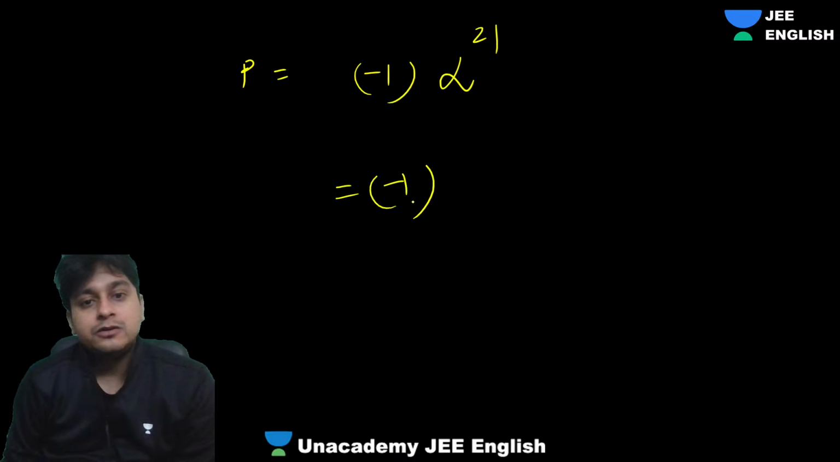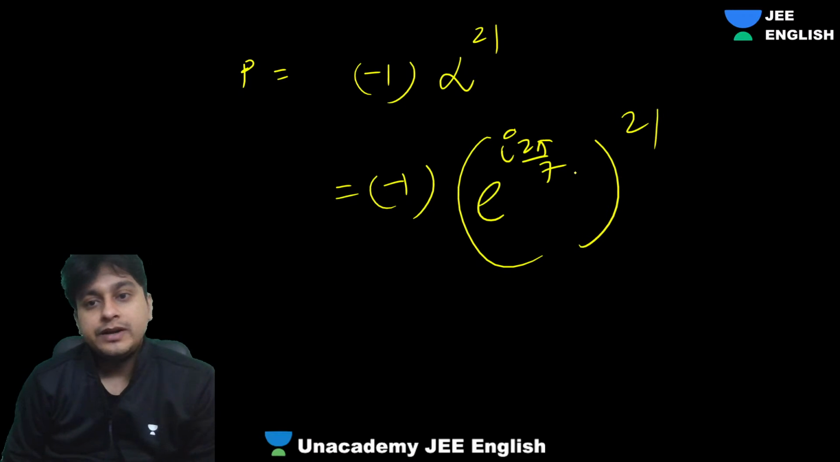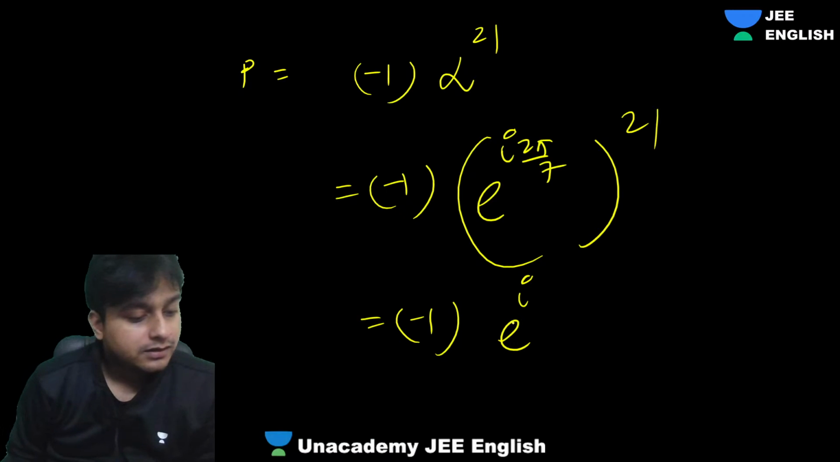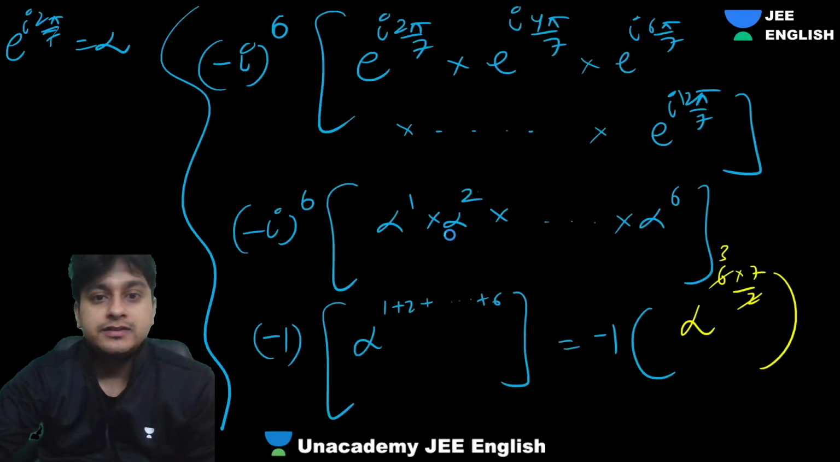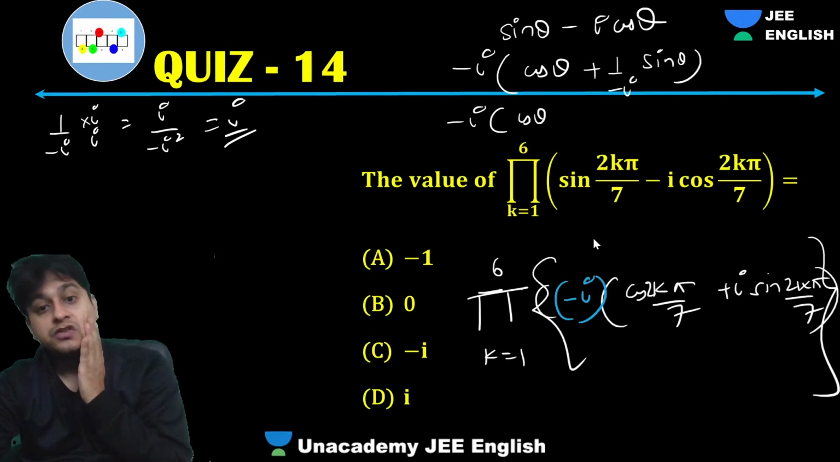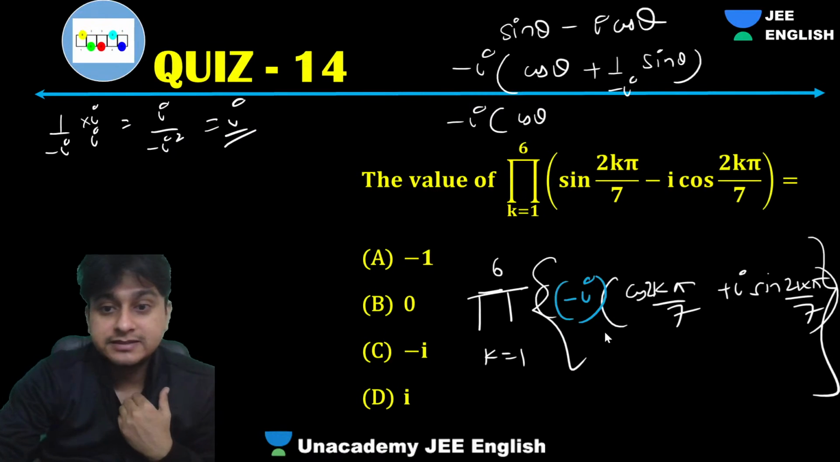Now what is alpha? I know that it is e^(i2π/7) whole power 21. Very good. So 21, the 7 threes are 21, so we are getting minus 1 into e^(i6π). Yes. So what is it coming out as? e^(i6π). Now guys, 6π is there, and here already we have minus i power 6.